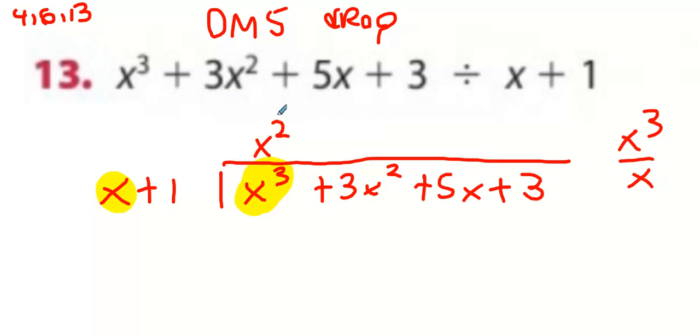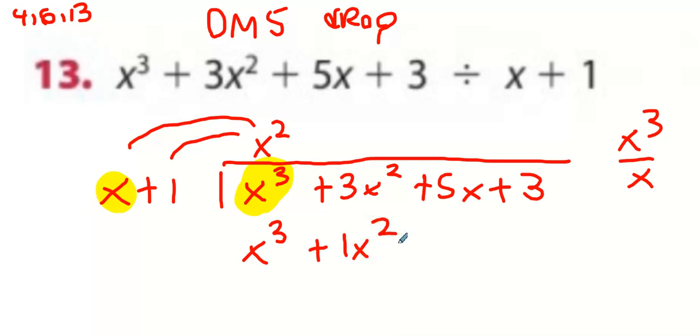Now you're going to multiply. What's x squared multiplied by the two of these? Anybody tell me? X cubed and then 1x, 1x squared. You cool with that? Then what do we do? Subtract. Take them away from each other. And what's left over?